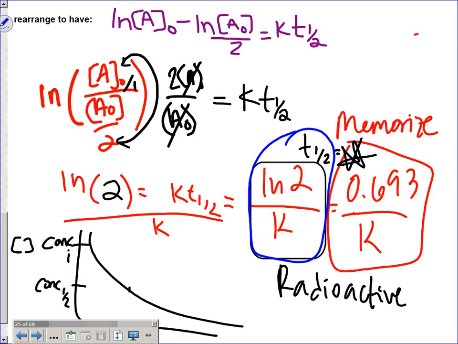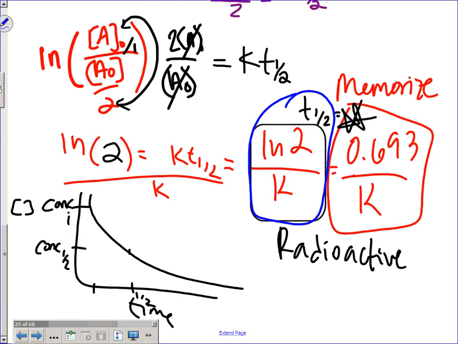Does anybody have the reference table handy? The green one I gave you? Look on the back of that, Kurt. Tell me it's on the bottom right-hand side, ln.